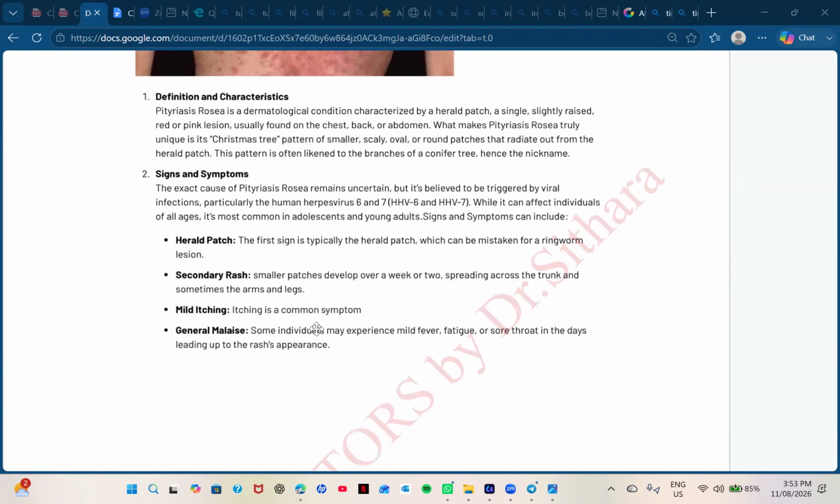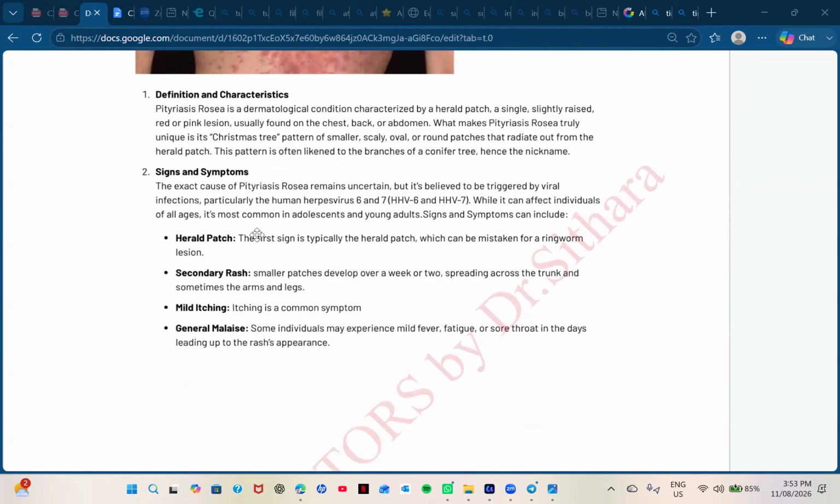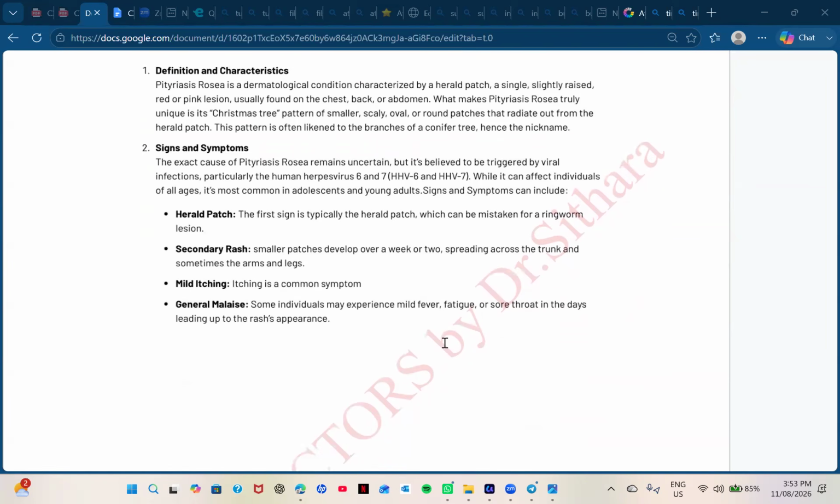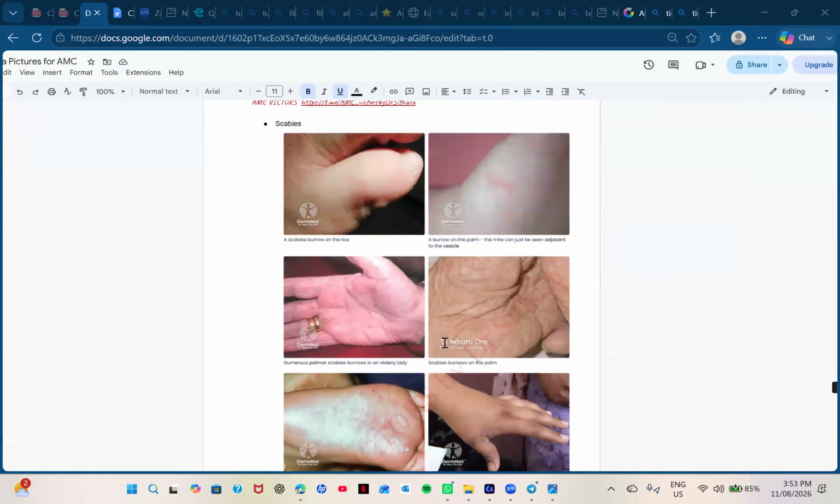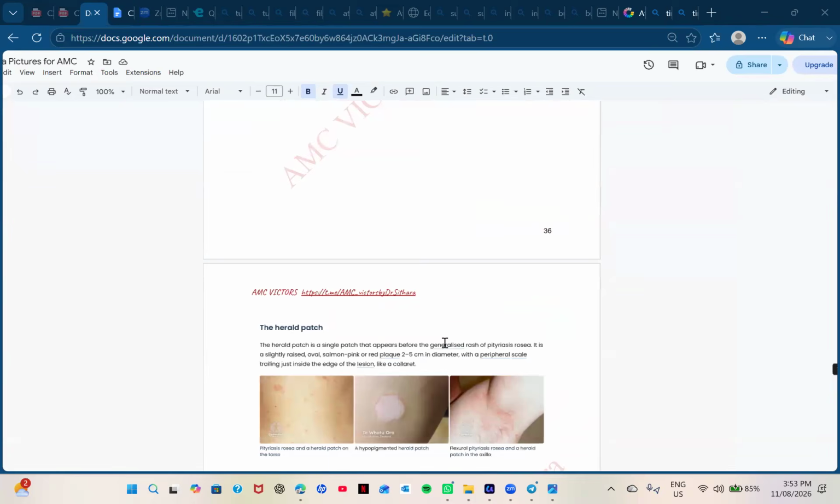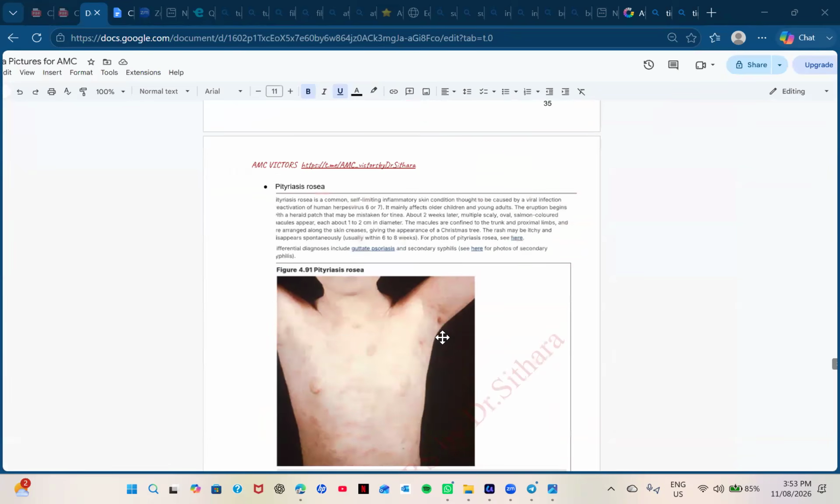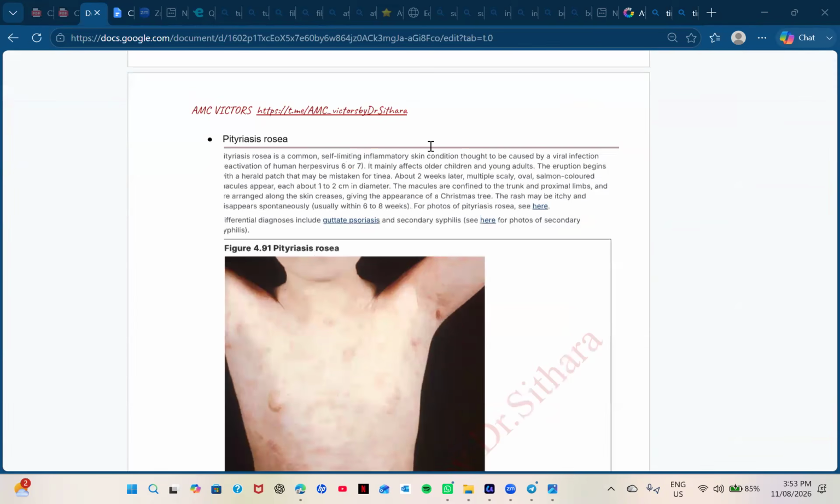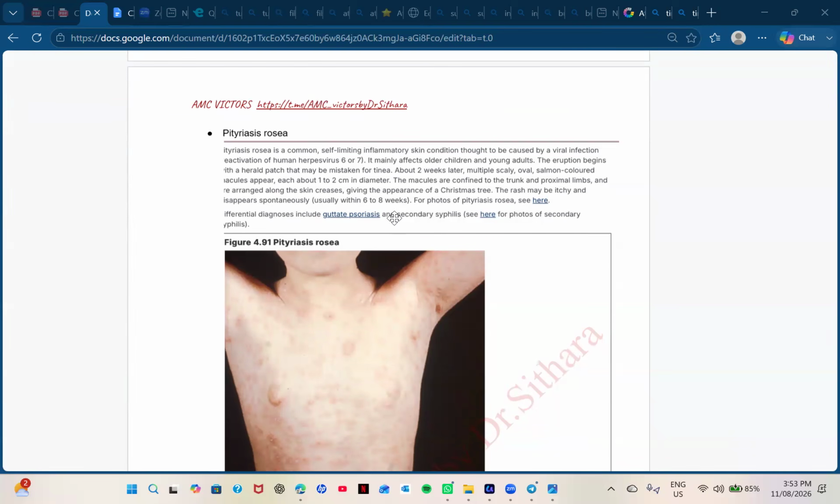And other than that, myalgia can be present, generalized malaise can be present, right? Okay, is it understandable, doctors? This is understandable. And it is a self-limiting inflammatory skin condition, caused by viral infection, reactivation of human herpes virus 6 and 7, right?